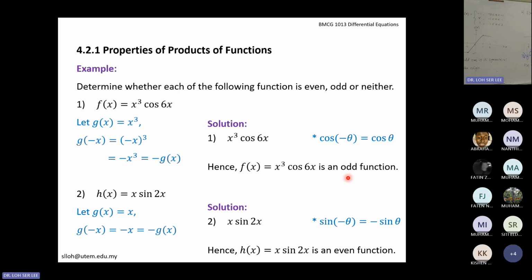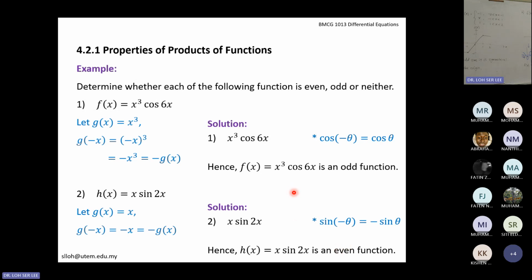Just like plus times minus, you get minus. Okay, x. When you check by using this way, negative x, you get negative x. So g(-x) is negative g(x). So x is odd. Sine is also odd. Okay, remember this one. This is a fact: cos is even, sine is odd. Because of this, cos is even. Sine is an odd function. So this is odd. Sine is also odd. So odd times odd, we get an even function.